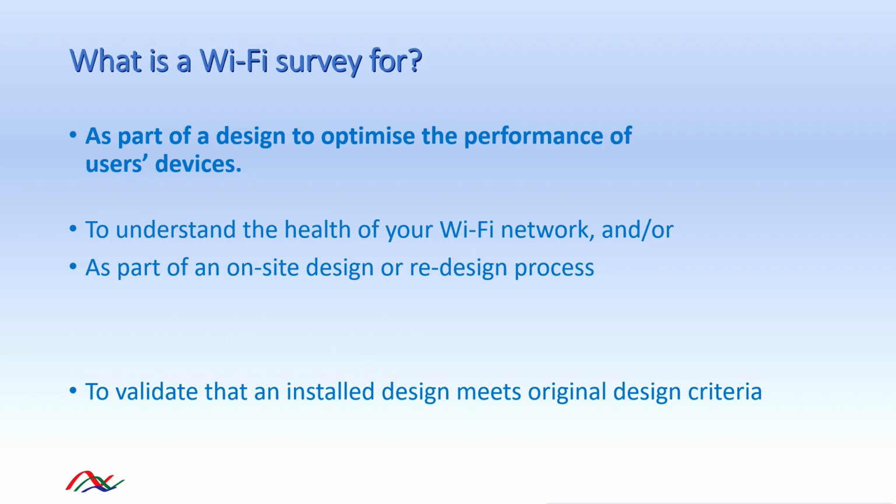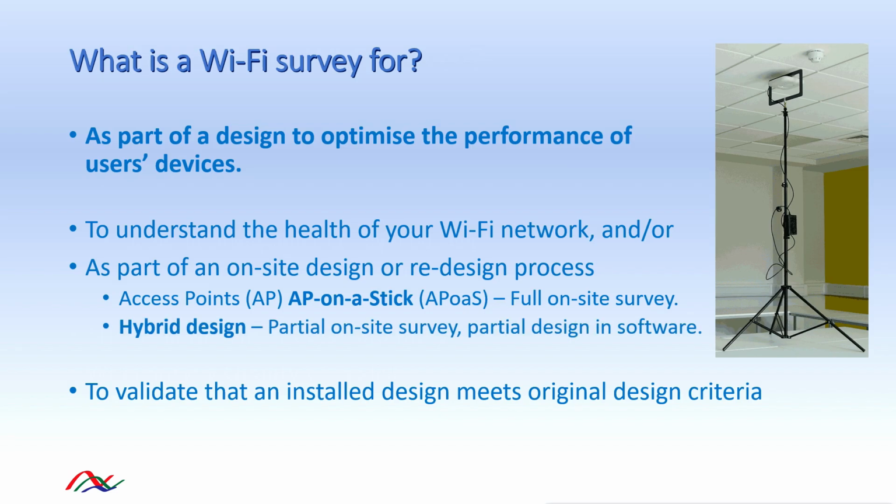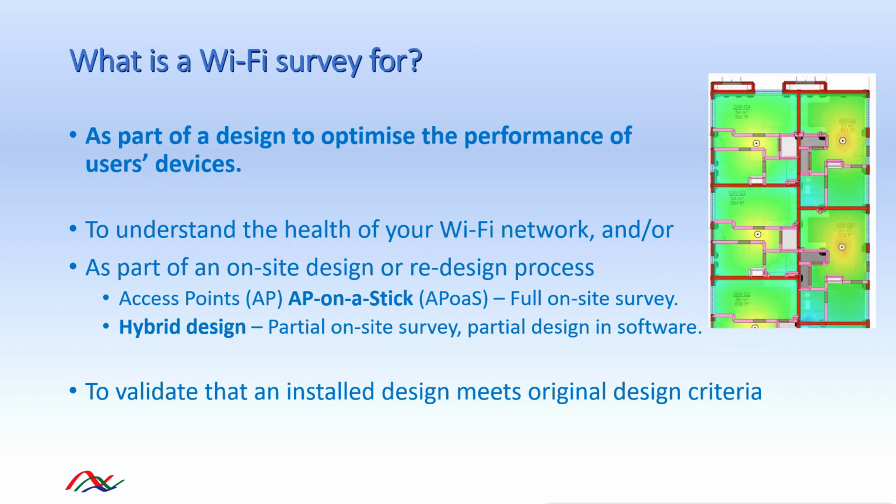And for design or redesign jobs, there are three different types of surveys or designs that are done. First, there is the so-called AP on a stick, where an access point, one of the devices that delivers Wi-Fi, is mounted on a tripod so that its coverage pattern and radio or RF characteristics can be measured in all relevant parts of a site. Then there's a hybrid design where some key measurements are taken to help build an accurate design in software. Or there's the desktop design where no physical survey takes place, assumptions are made, and the whole design is built in software.